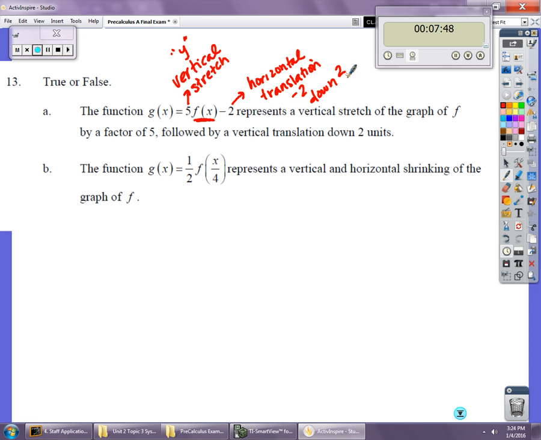So let's see what it says. It says a vertical stretch by a factor of 5, that looks correct, followed by a vertical translation down 2, and that also looks correct. So this one is going to be true.